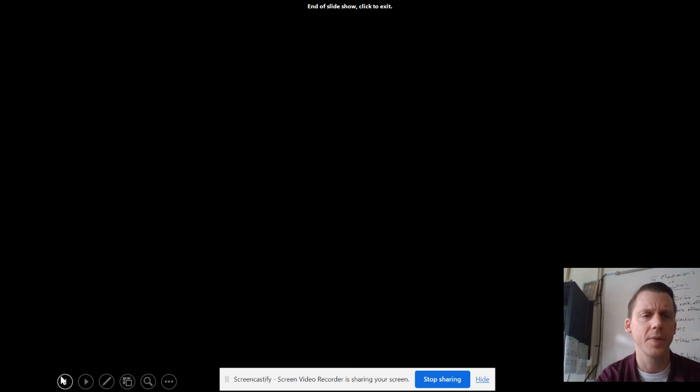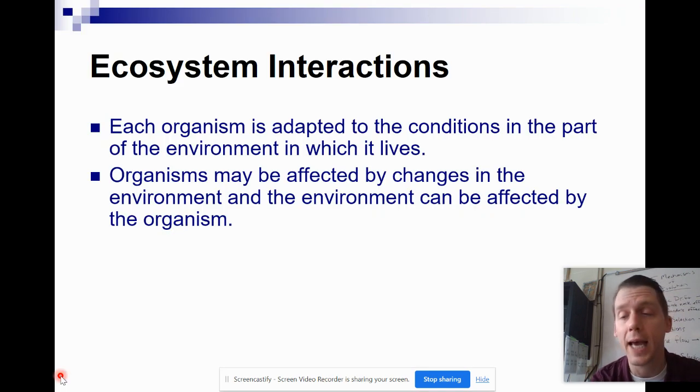Finally, each organism is adapted to the conditions and the part of the environment where they live. Organisms may be affected by changes in the environment, and the environment can be affected by the organism.